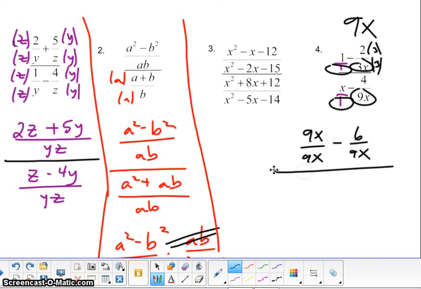And then the bottom, if we want that to be a 9x, we're going to have to multiply it by both top and bottom. So you get another 9x over 9x. And then the last one doesn't need anything. Okay, so take it from there, finish it, and we'll check it. I'll check tomorrow.